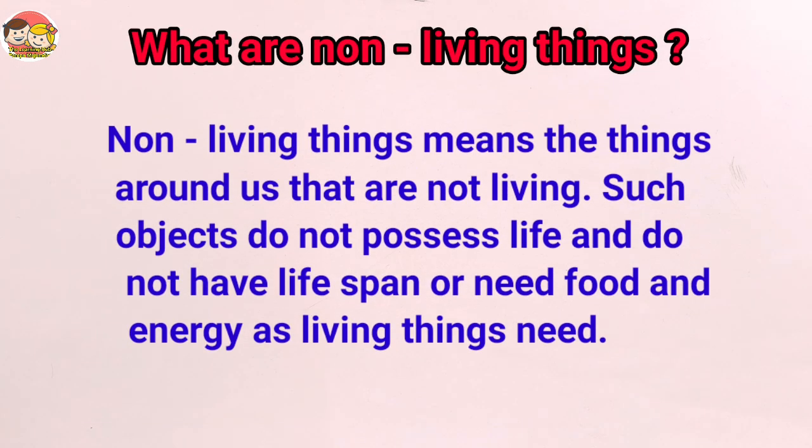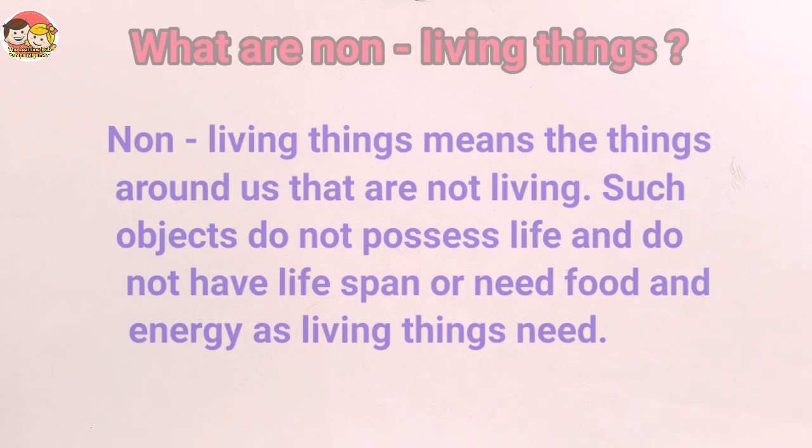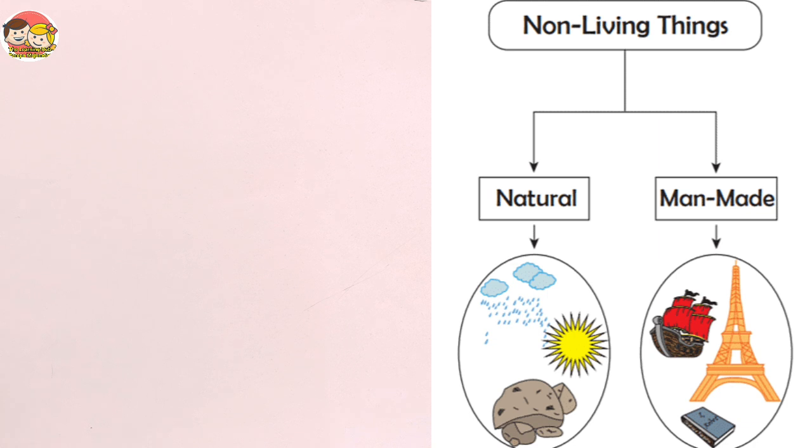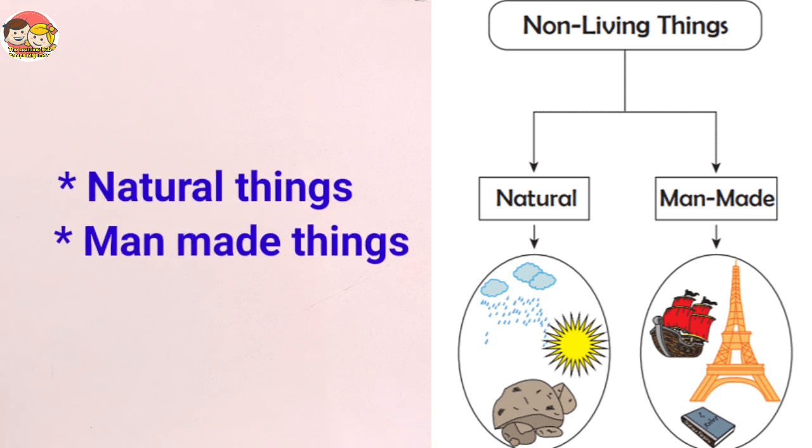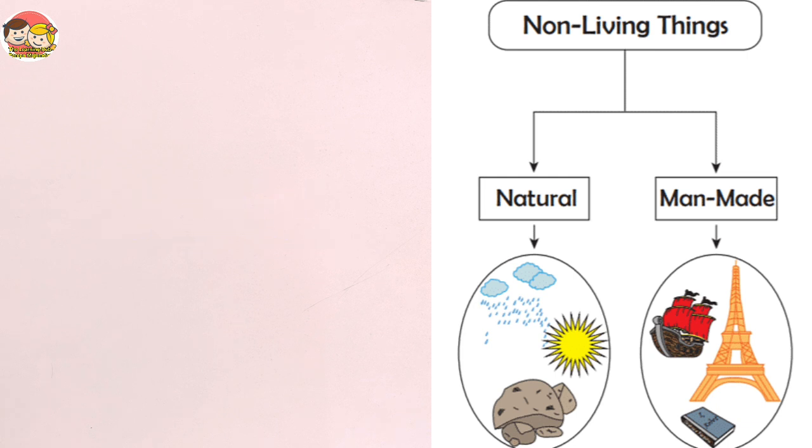What are non-living things? Non-living things means the things around us that are not living. Such objects do not possess life and do not have lifespan or need food and energy as living things need. Non-living things can be characterized as natural things and man-made things.